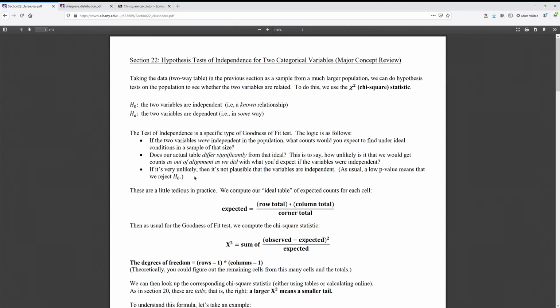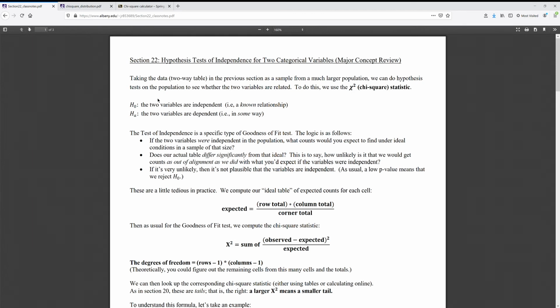So as always, it's the p-value. The p-value in this case represents the probability of getting a sample as out of alignment, at least as out of alignment with the ideal you would expect if the variables were independent. The lower the p-value, the harder it is to believe you'd get a sample this weird, this out of alignment with the ideal, if the variables had nothing to do with one another. As always, a low p-value means we reject H0.